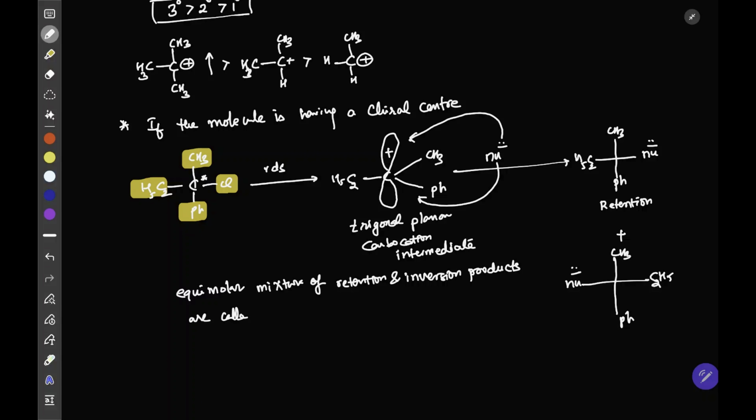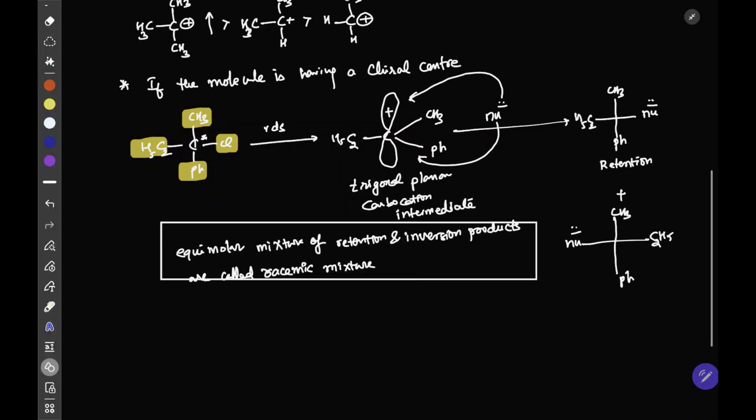You may get a question of why a racemic mixture is possible in SN1. It is because of the formation of the trigonal carbocation intermediate, so the incoming nucleophile can attack above the plane and below the plane. So this will be the racemic mixture.